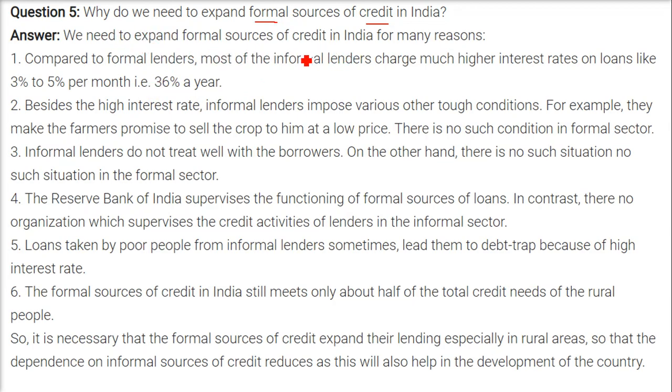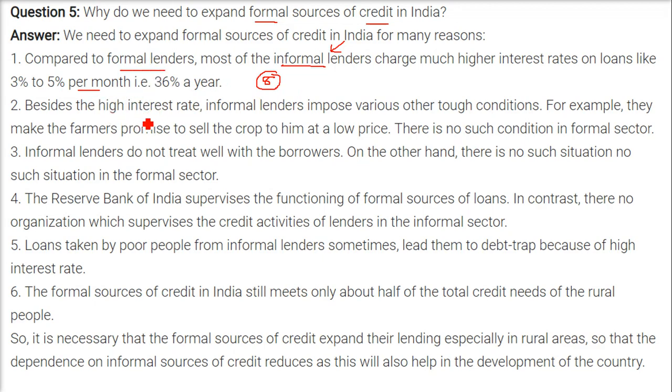There are certain reasons. Compared to the formal lenders, most of the informal lenders like the money lenders or the sahukar charge much higher rates on loans, like 3 to 5% per month, and this goes up to 36% a year. And if you go to a bank, they may charge say 8% for a year. So this is quite less.